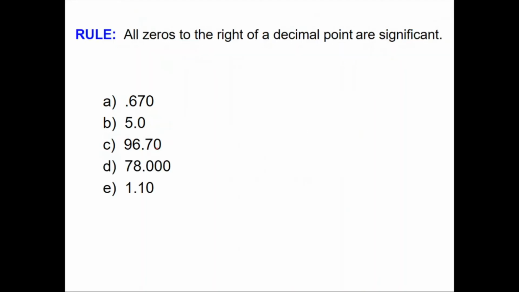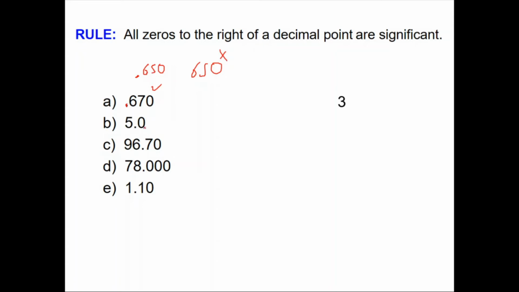Next rule, all zeros to the right of a decimal point are significant. Here is the decimal point, and this 0 is at the right of the decimal point. So here this 0 is significant. So the first one we are going to have 3 significant figures. If this value is not, for example, 0.650, but if it is only 650, this 0 is not significant. But since we have a dot here, this 0 becomes significant.